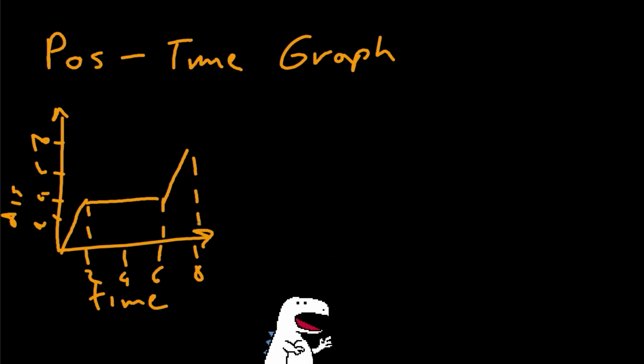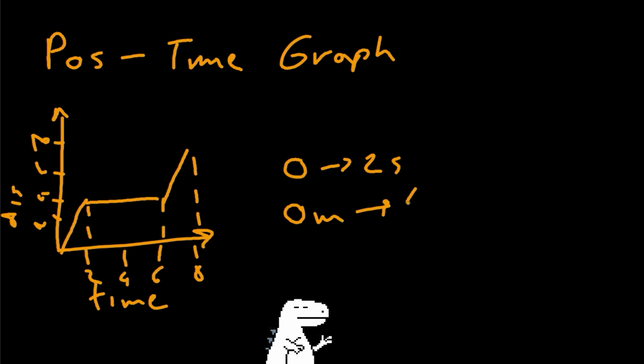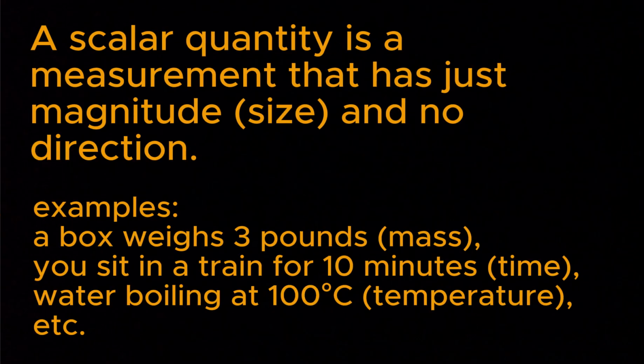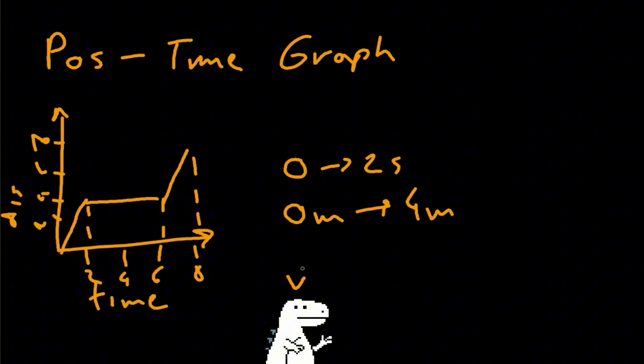So in section 1, our time, we go from 0 to 2 seconds, and our distance, we go from 0 meters to 4 meters. Speed can be denoted as v without the arrow on top. With the arrow, that means that it's a vector, meaning that it's with a direction. But when it's just with a value and no direction, that's the scalar. So right here we have our scalar, which is just speed.